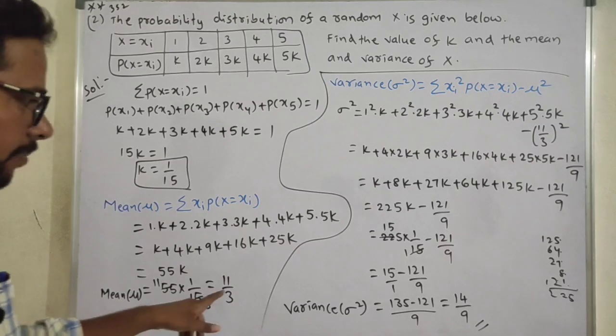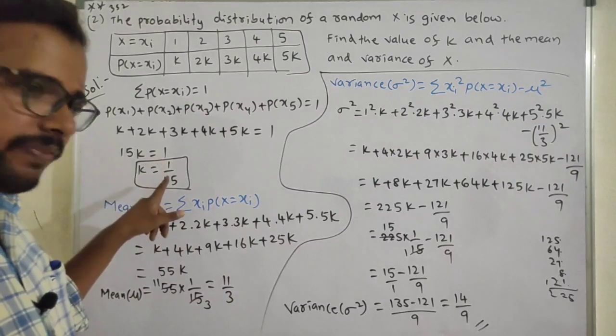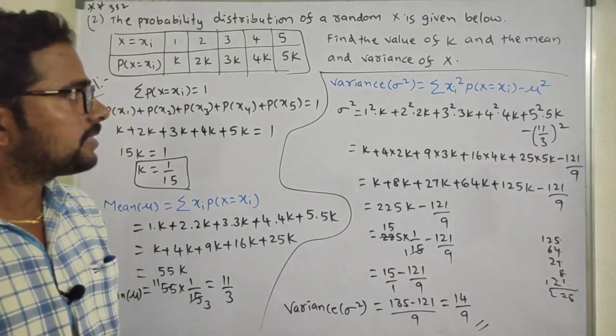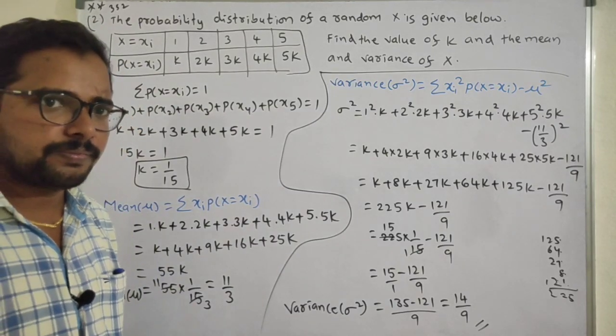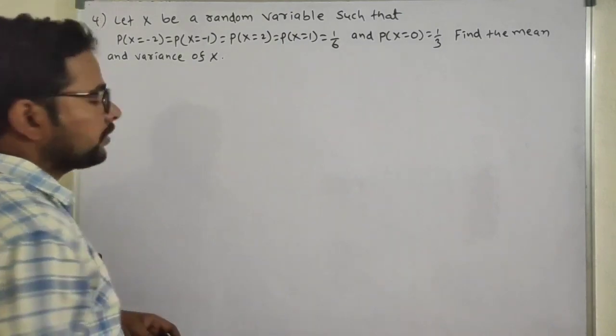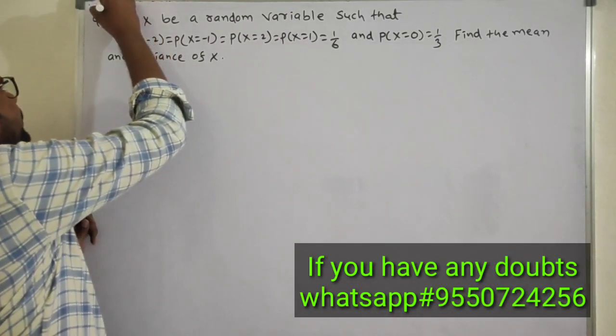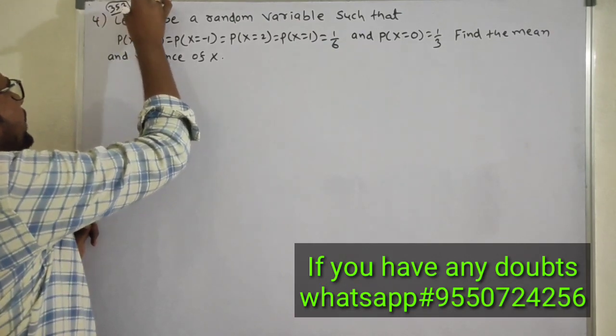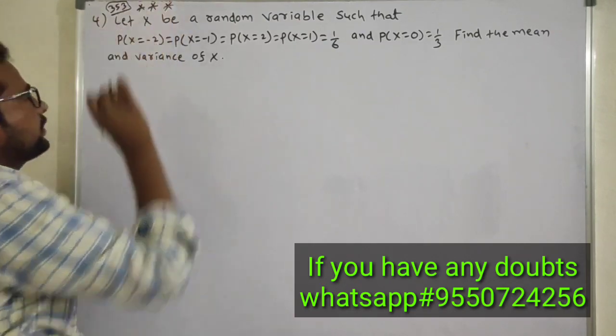Mean is equal to 11 by 3, k value is equal to 1 by 15 and variance is equal to 14 by 9. This is a very important long question. In page number 353 we have this problem, the fourth problem. This is also a very important long question, easy and important.